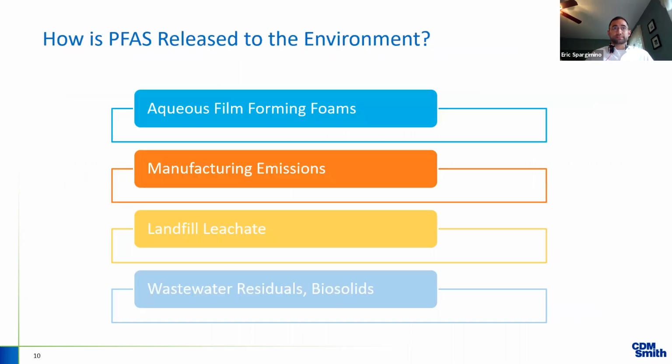So next slide, please. So how is PFAS released in our environment? We have our aqueous film forming foams, which is also known as AFFF, or the firefighting foams, manufacturing emissions, landfill leachate, and wastewater and residuals.